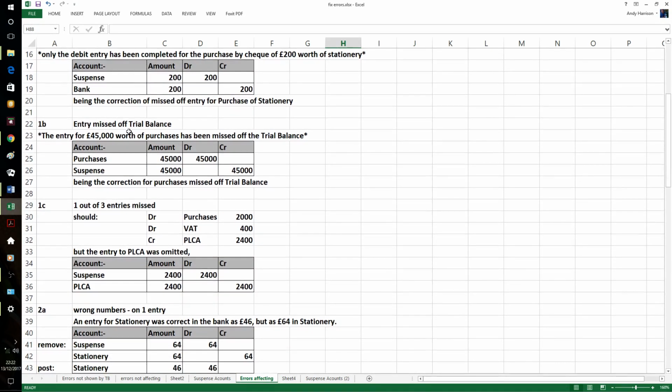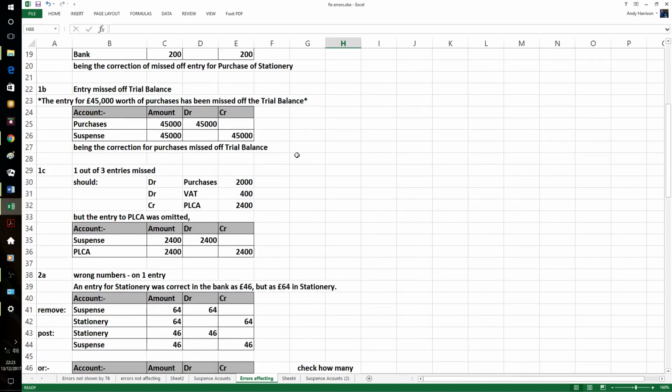We've missed this one off the trial balance, so £45,000 worth of purchases missed off the trial balance. That's a big suspense account. Put it in, debit the purchases, credit the suspense account to balance it off. So most often the suspense account does actually just simply balance off errors.